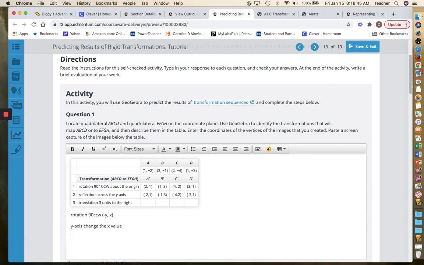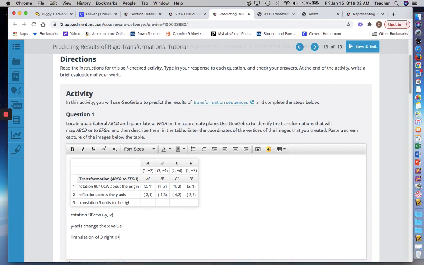Now, translation also has a cheat code. If you have forgotten, translation of 3 right: you're changing the x value. In fact, you are adding 3 to x. So it's going to be x plus 3. Whatever your x value is, you're adding 3 to it because you're going 3 to the right.